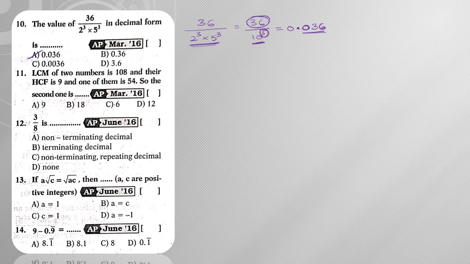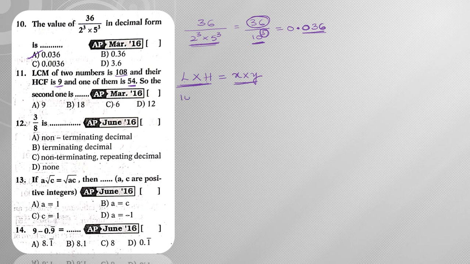Next, LCM of two numbers is 108 and their HCF is 9, and one of the numbers is 54, then the second one is? Whenever you are given the LCM, HCF and one of the numbers, you need to apply this formula: LCM into HCF is equal to the product of the numbers. This is applicable only for 2 numbers. Always remember, you should not try it for 3 numbers, right? So LCM into HCF of 2 numbers is equal to the product of the 2 numbers.